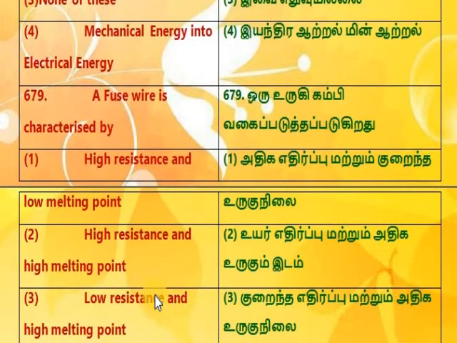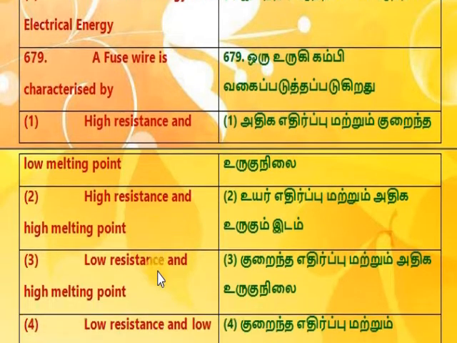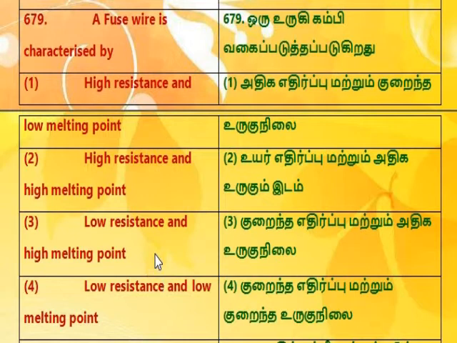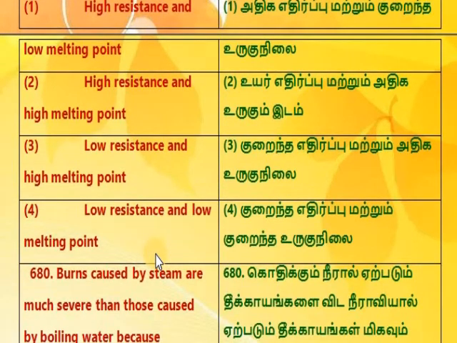679. A fuse wire is characterized by: 1. High resistance and low melting point, 2. High resistance and high melting point, 3. Low resistance and high melting point, 4. Low resistance and low melting point.